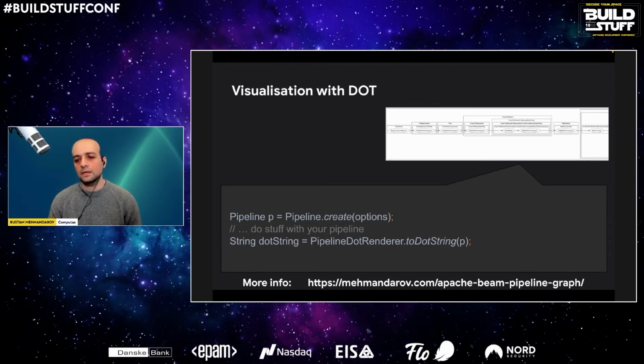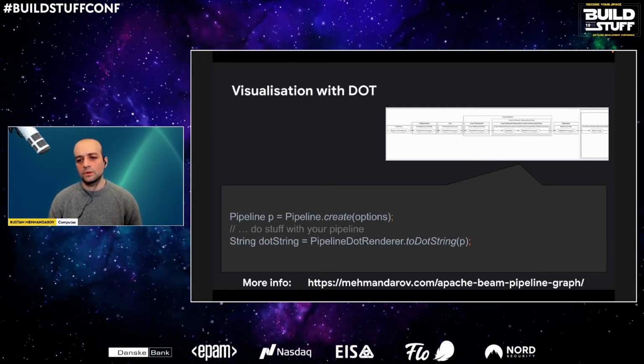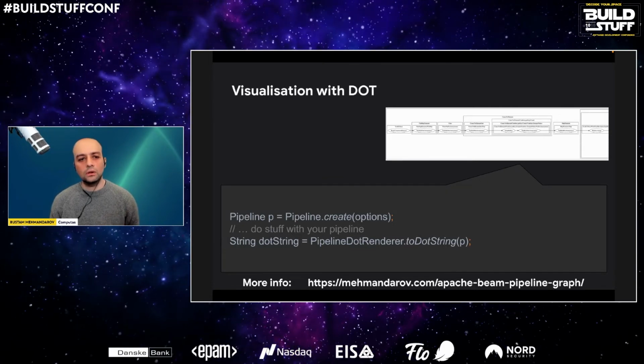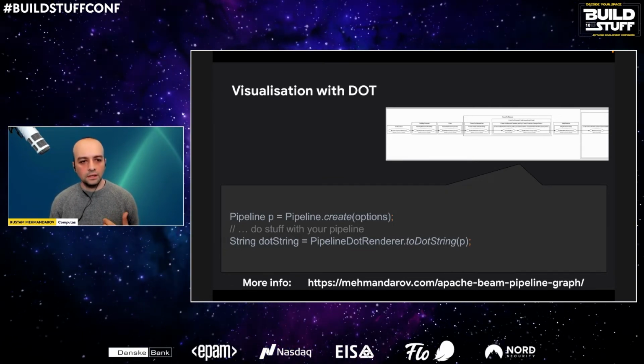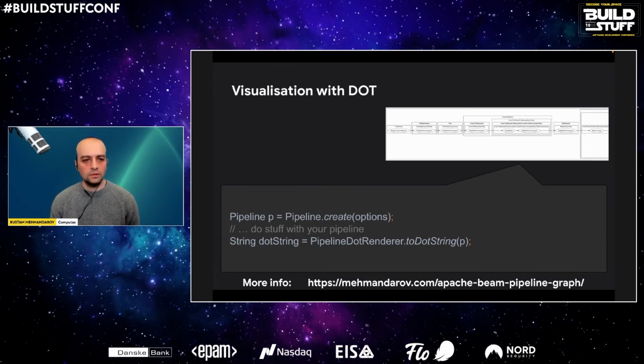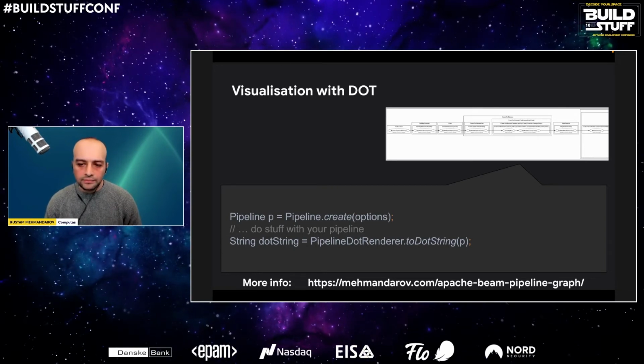So there is a link to a post I created sometime earlier, where I actually tried to visualize local pipelines instead of uploading it to the cloud and looking at it. It doesn't look as pretty, but it's possible. You can also play around with dot language to visualize those.